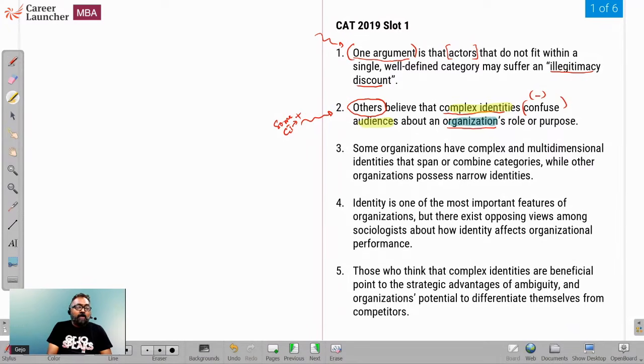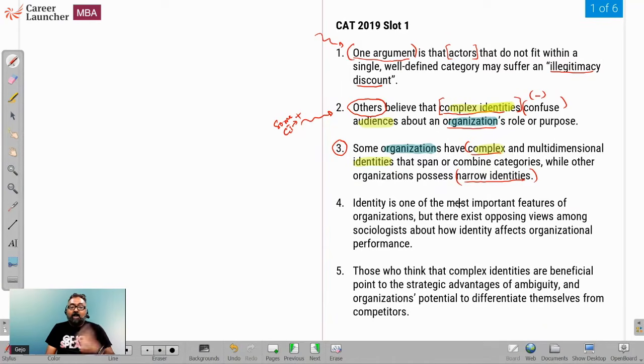Some organizations have complex, multi-dimensional identities that span or combine categories, while other organizations possess narrow identities. So we have got this echo word. Echo word is a word that's getting repeated. The word identities is getting repeated, and complex identities, right? So this talks about there are these complex identities, there are also narrow identities. So this obviously as a sentence must come before sentence number 2, if at all both of them are part of the conversation, because this is specifically talking about complex identities, and this one is talking about some organizations having complex identities and narrow identities.